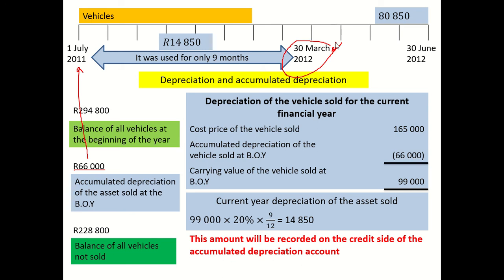Now in this case, the 14,850 will be recorded on the credit side of your accumulated depreciation, and the 80,850 will be recorded on the debit side of your accumulated depreciation. But remember, this relates to the depreciation of the asset that has been sold. So when that asset is sold, you also get rid of the accumulated depreciation that relates to that asset. That is why that 80,850 will be recorded on the debit side. Now in your accumulated depreciation account, you will have that 80,000 rand on the debit side.